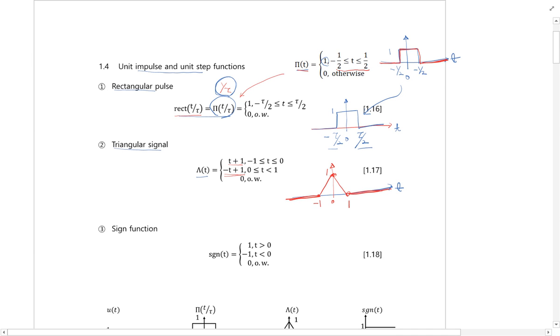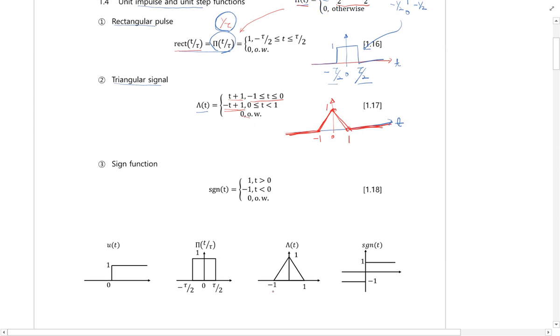If t is from minus 1 to 0, the slope is 1. And if t is between 0 and 1, then the slope is minus 1, starting from the y-intercept at 1, so it follows this line. All the other cases are 0. This shows the triangular signal. I plotted it over here. Similarly, what if we plot the triangular function of t over tau?